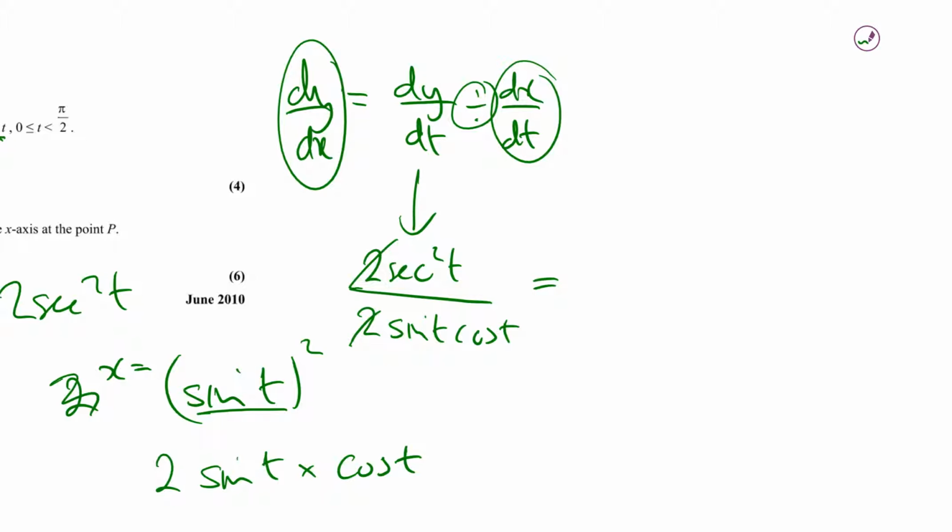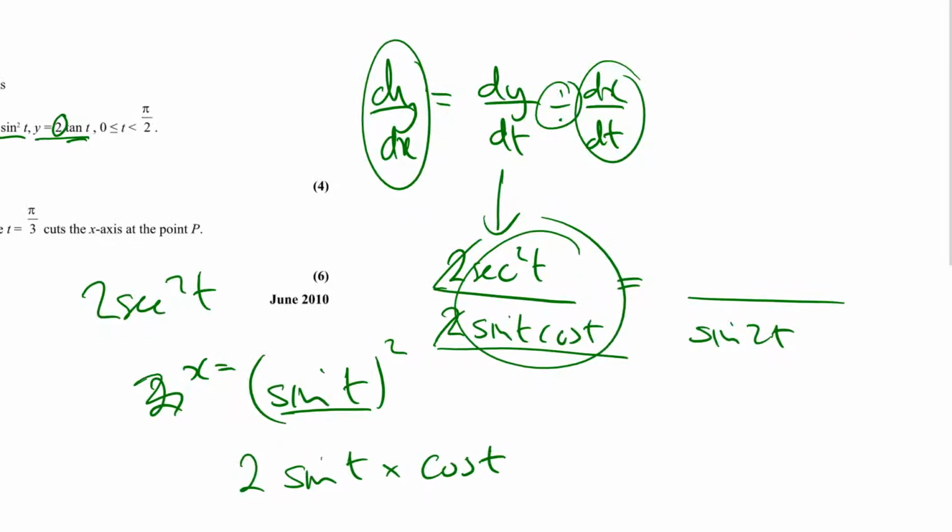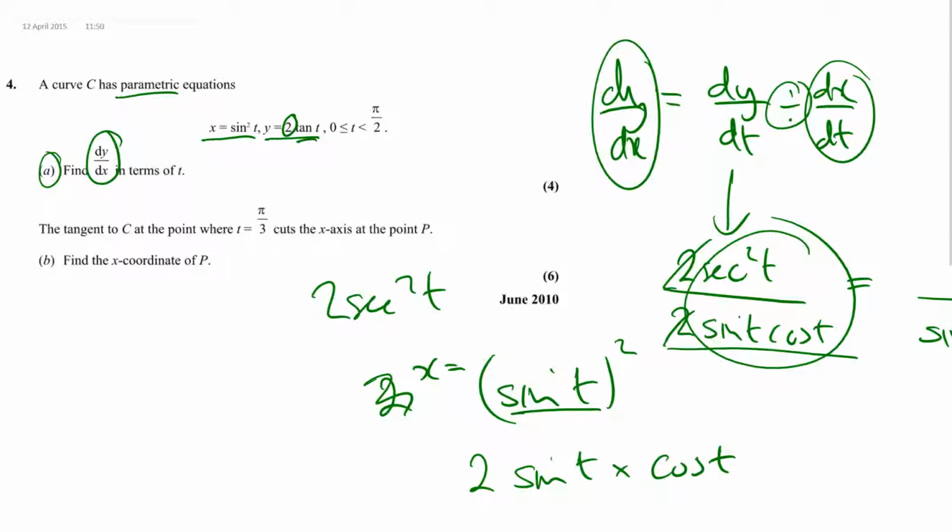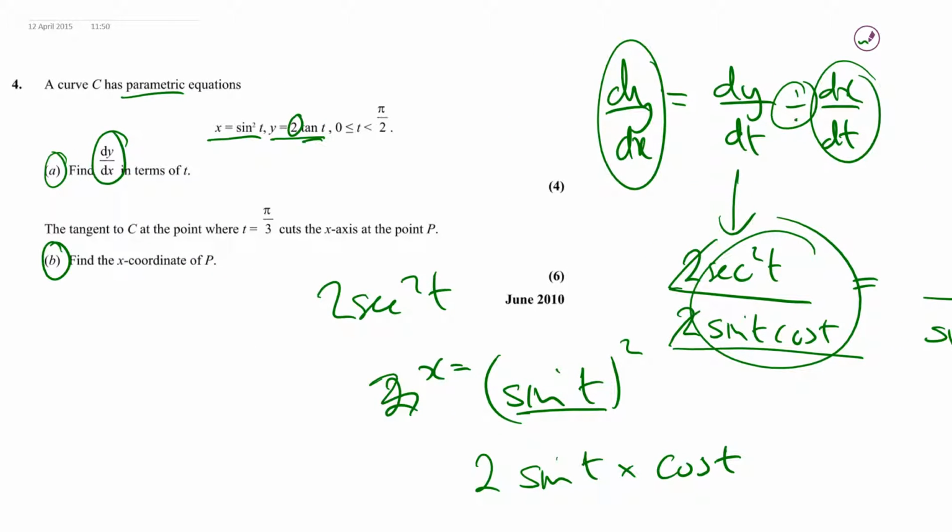But any ideas? No, I think that's going to go wrong because of 2 sine t cos t. Do you recognize it as sine 2t? Yeah, but that's not really helpful, I don't think. And sec squared t is related to 1 and tan squared and all that, but that's not going to be helpful either. So forget it. We'll just leave it as sec squared t over sine t cos t, whatever.